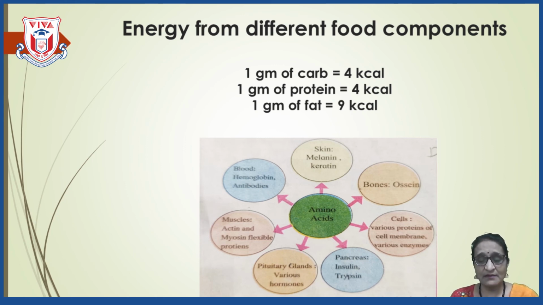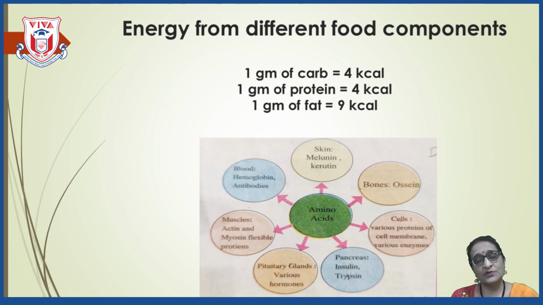They're present in the cell because they form the cell membrane, right? And various enzymes are also produced inside the cell. They're present in the skin in the form of melanin pigments, which give us strength. In the hair, keratin, which is also a very good protein for hair growth. Here you will see that these proteins are present in bones, in the form of ossein. These proteins are present in the pancreas as they release hormones and enzymes like the hormone insulin and the enzyme trypsin.